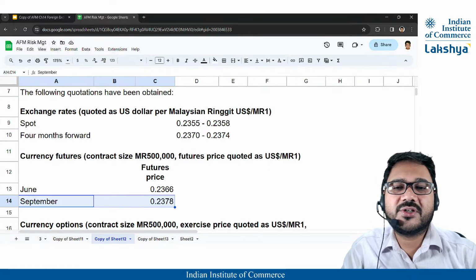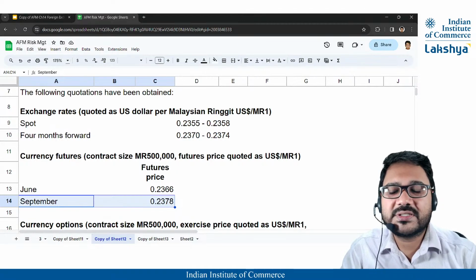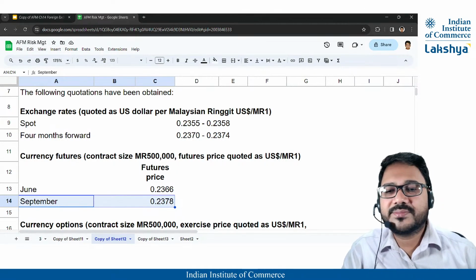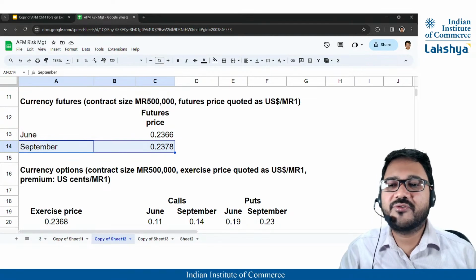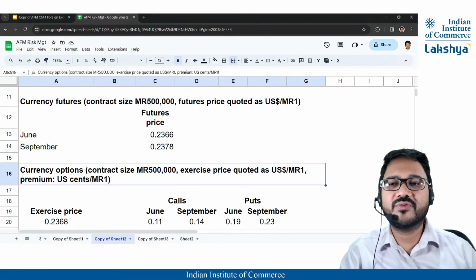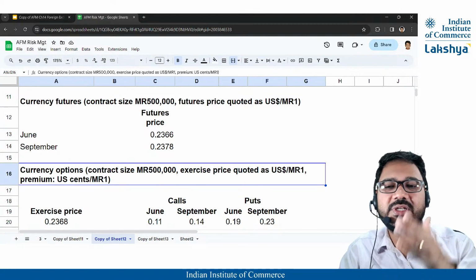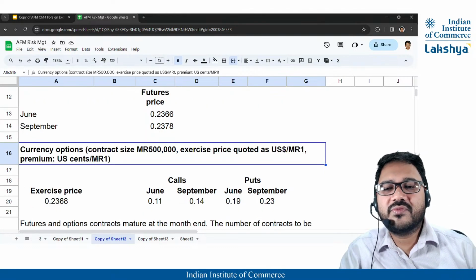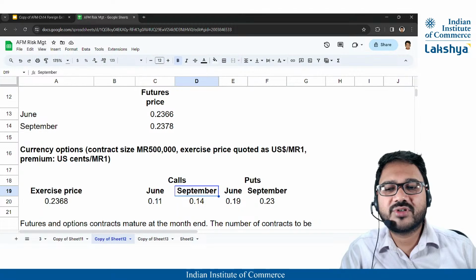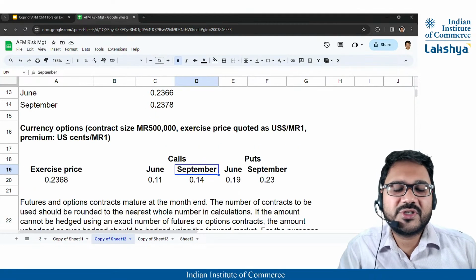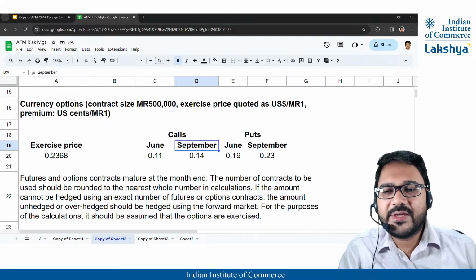Now, how many contracts? We need to see our exposures in MR and accordingly we decide how many contracts, right? In case of options, since we have already decided in futures that we need to buy futures and the underlying is the same, that is 500,000 MR, here also we need the right to buy. That is, we need a call option. And we shall select September, and the strike price which is nearest to the current spot rate. In case there were more strikes available, but in this particular question, there's only one strike available.